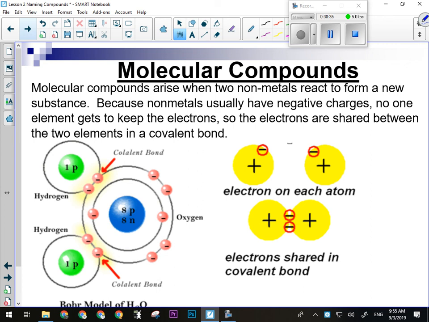Okay, so they're really happy when they're here. Okay, no, that's personification or non-English. I think that's right. But they're really happy when they have this full outer shell.